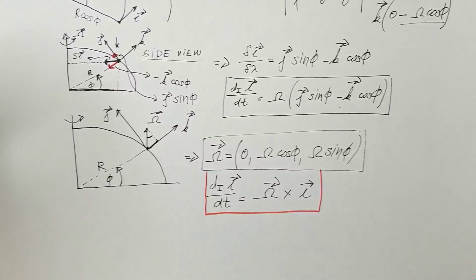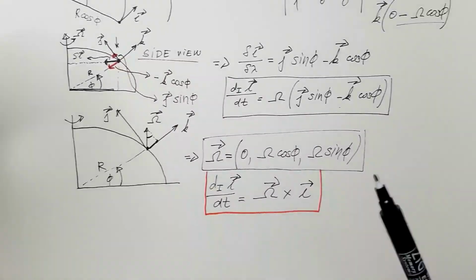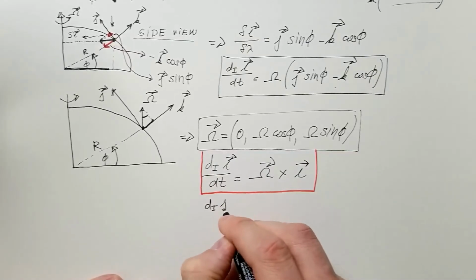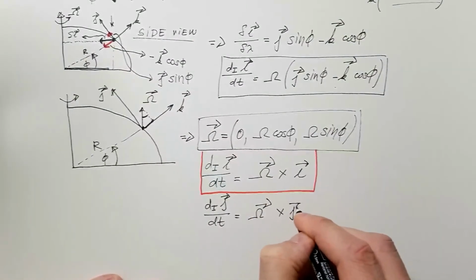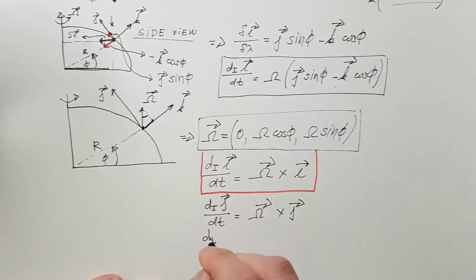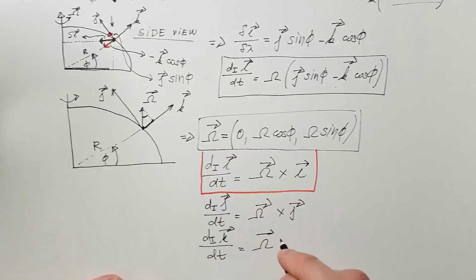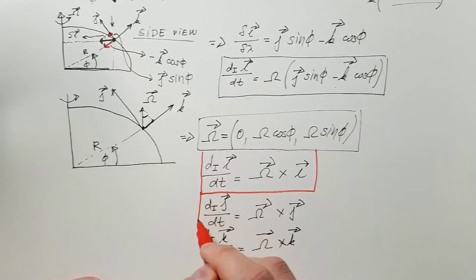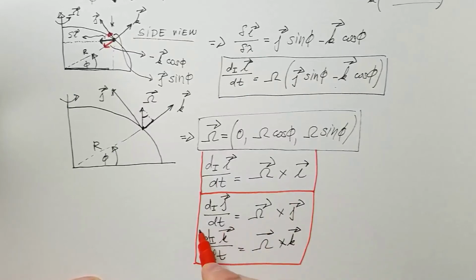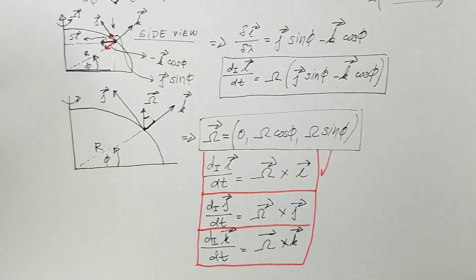Now, without convincing you any further, I can tell you that you can use exactly the same reasoning to show that the derivative in the inertial frame of reference of j is omega cross j, and the derivative in the inertial frame of reference of k is omega cross k. But I will not spend time now demonstrating this because it's absolutely the same reasoning that I used to demonstrate this one over here. Now our work is almost done.